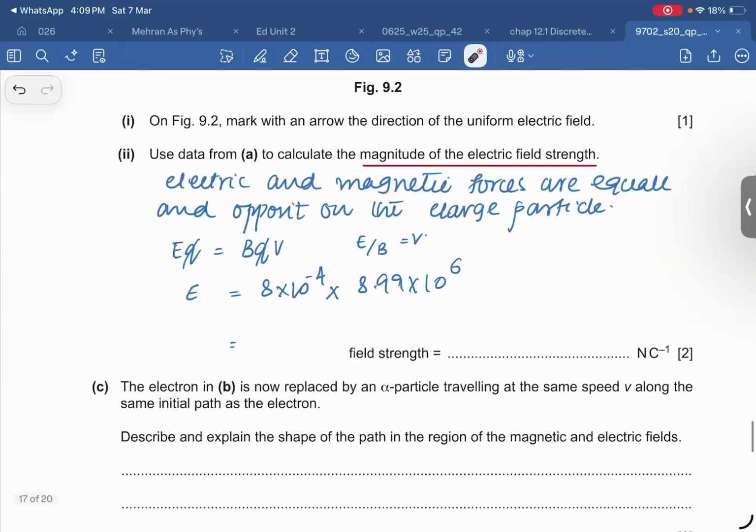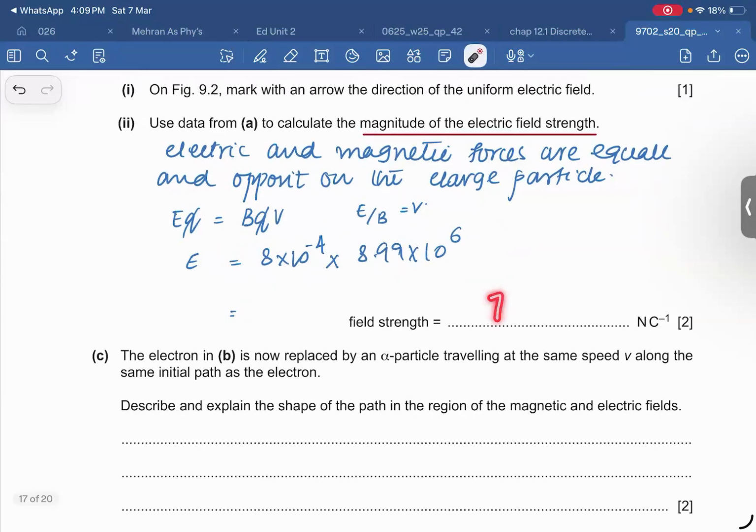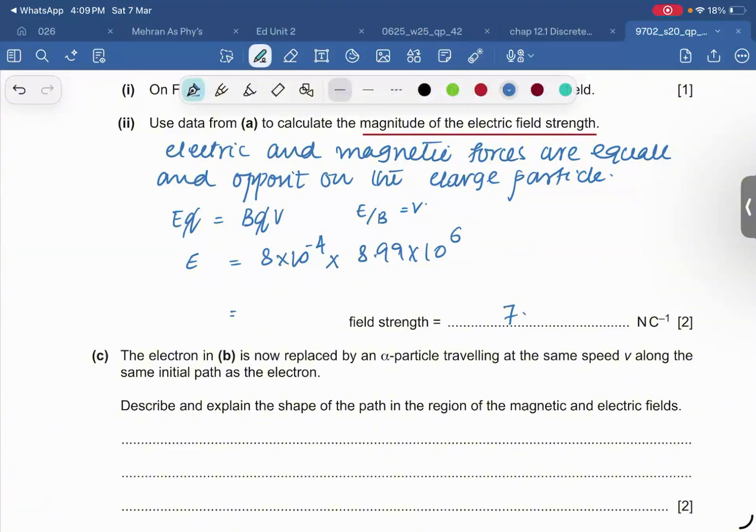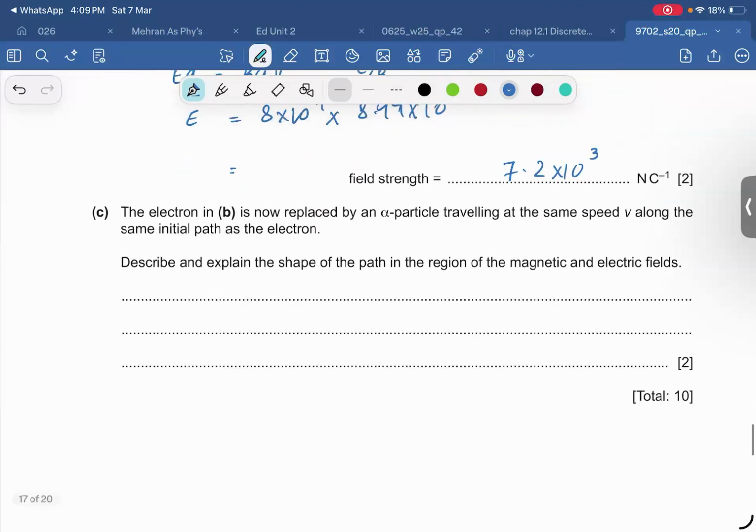I think 72 around 7.2 exponent something, because 8 into 9 is 72, and negative 6 negative 2. 7.2 into 10 to the power 3. Okay, fine, please move on.